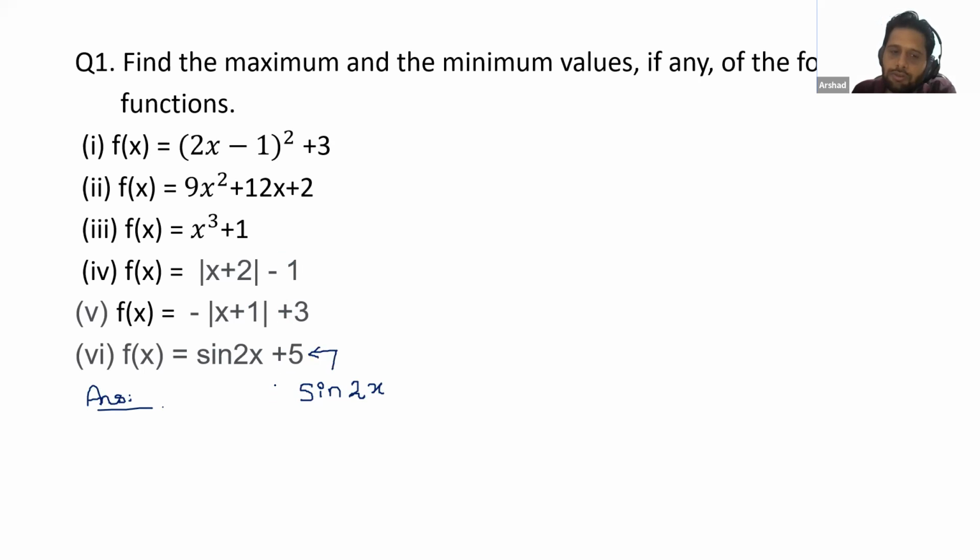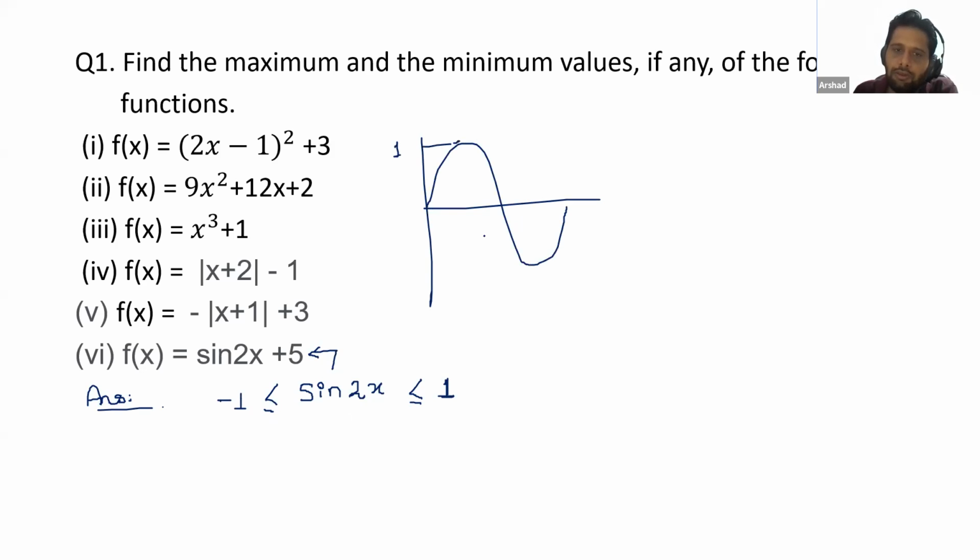Anyone can tell me what is the maximum and minimum value of sine? The maximum is 1. Very good. Anyone else, what is the minimum value of the function? Minus 1. Very good. I hope everyone remembers the graph of the sinusoidal function. This is 1 and this is minus 1.